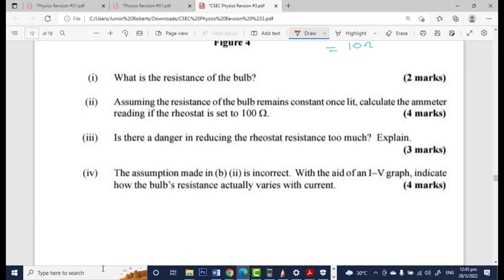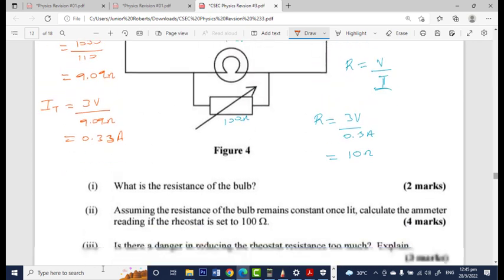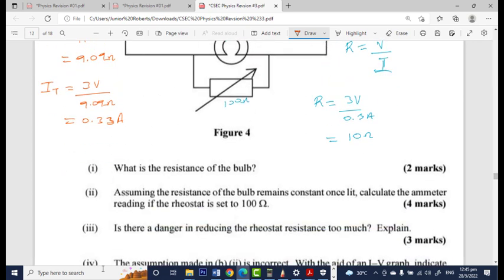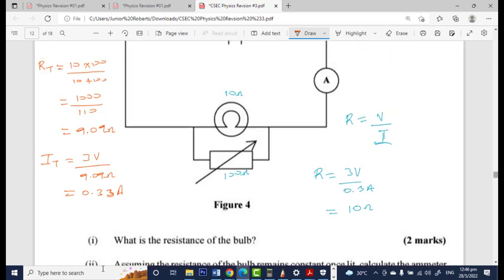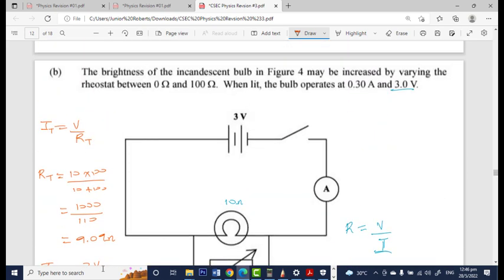Next, it says, is there a danger in reducing the rheostat too much? And the examiner wants us to explain. What was that about this? Is there a danger in reducing the rheostat too much? By the way, what's the lowest we can reduce the rheostat to? Remember, the rheostat goes from what? What's the lowest it can go to?